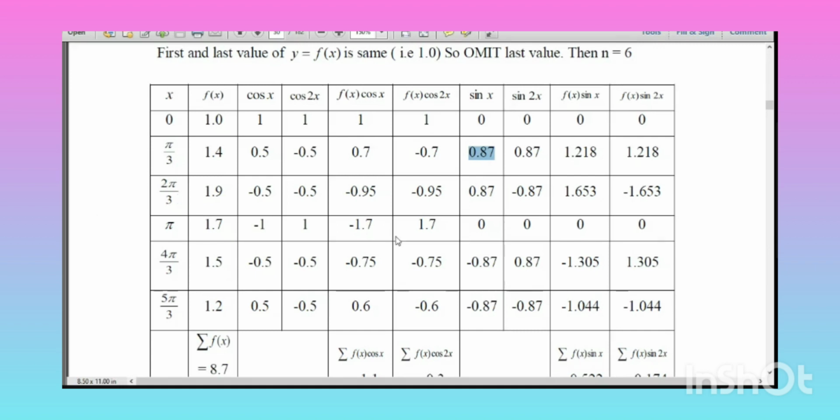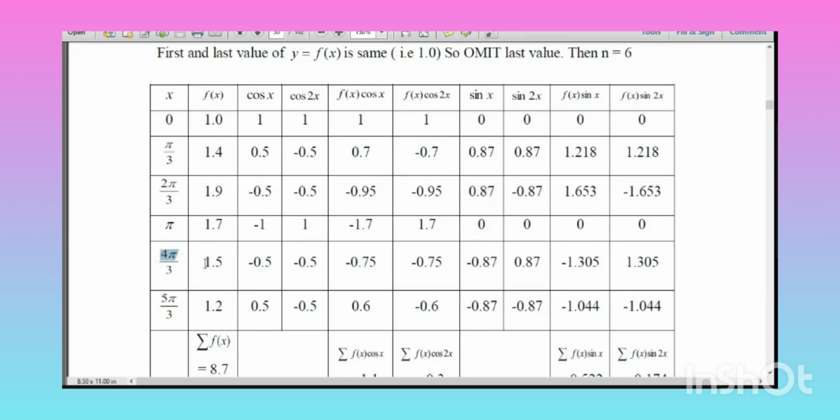Next, sin 2 pi by 3. What is the value, ma? Sin 2 pi divided by 3. Tomorrow everyone must bring a calculator. You must have a calculator to work out these problems. Sin 2 pi divided by 3 is also 0.86602. Am I right?